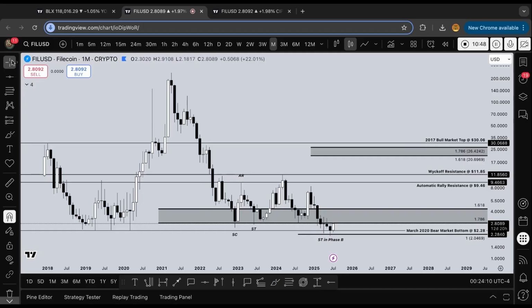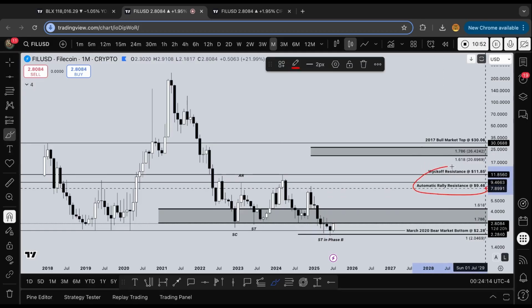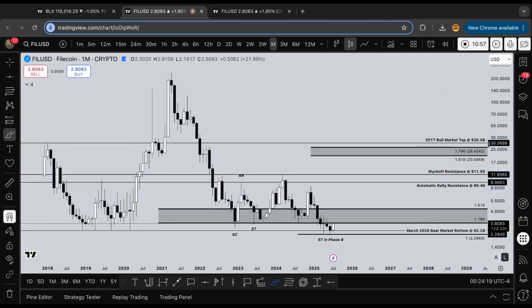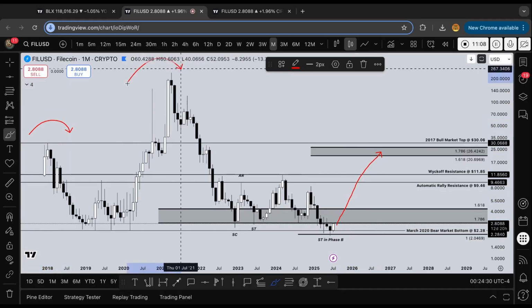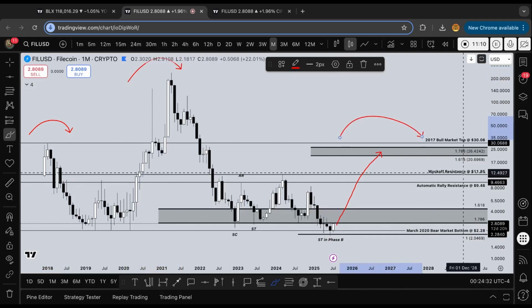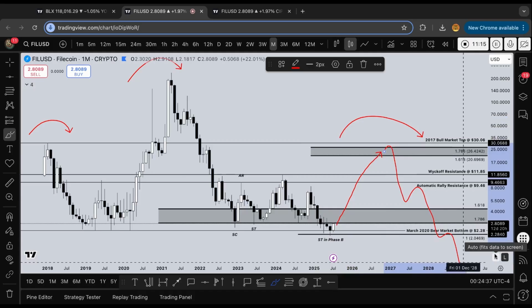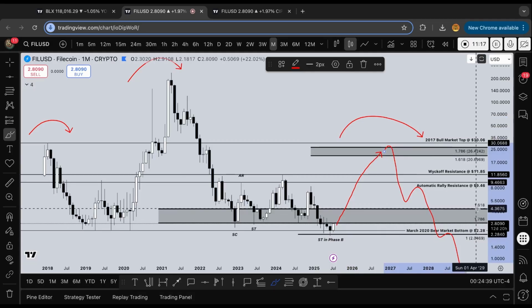So if Filecoin does rally from here, I expect Filecoin to at least hit $10, anywhere between the automatic rally resistance and the Wyckoff resistance. And the second take profit target would be anywhere between $20 and $30. And in the end, I think we're going to probably form some sort of macro head and shoulders here for Filecoin, where $20 to $30 may be the bull market top before eventually crumbling down another 90 to 95%, and Filecoin just fades into oblivion, just like any other altcoin.